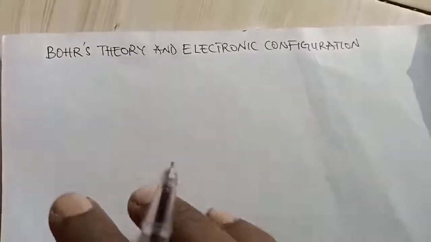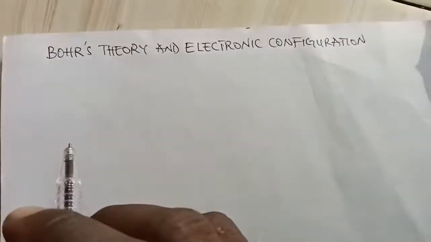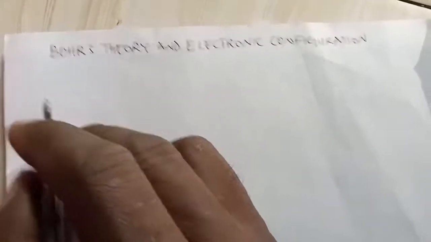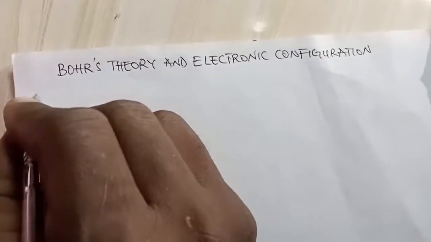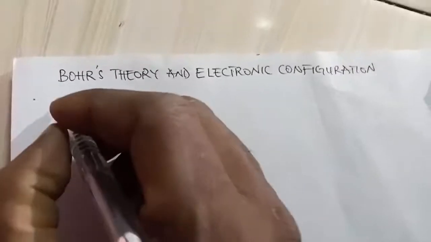In this video, we want to look at Bohr's theory and electronic configuration of elements. Now, first of all, you may have to get your writing materials to write down some things. For Bohr's theory, the first one, he says that electrons move round the nucleus in a circular pattern.